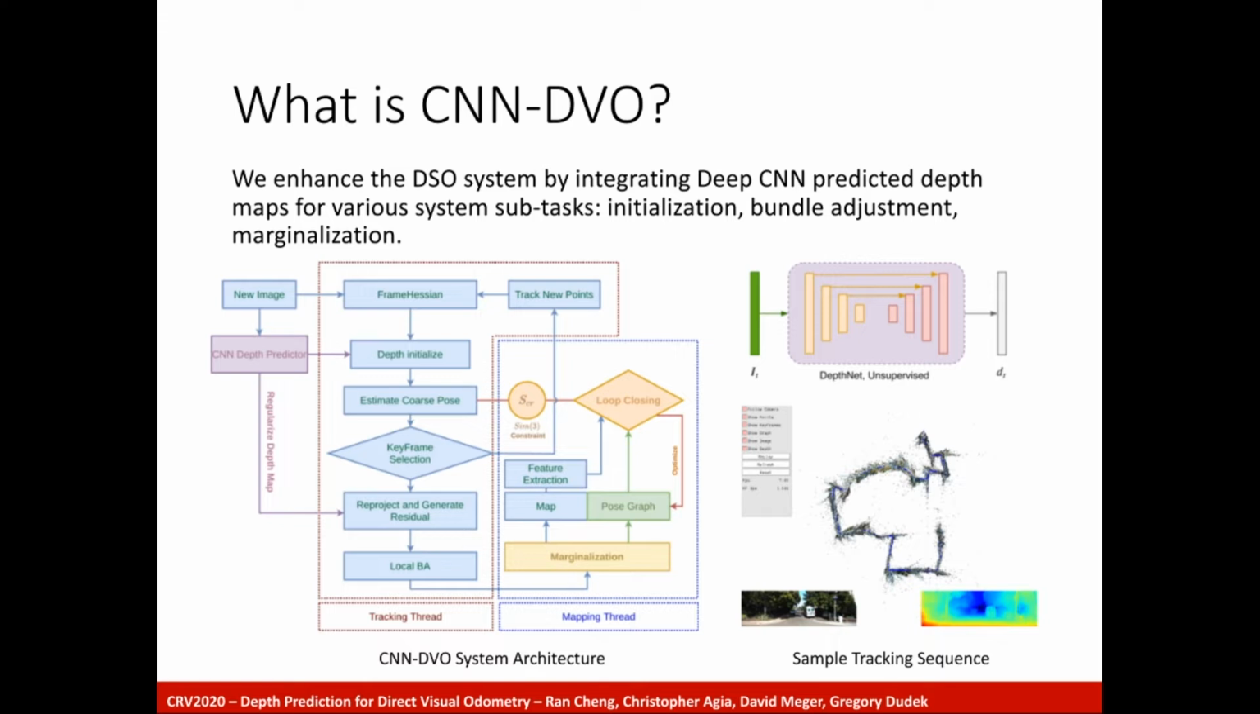Each new frame is processed by the CNN depth predictor, and the corresponding depth maps are used to initialize the depth filter before coarse pose estimation. And if the frame is selected as a keyframe, meaning that a sufficient number of tracking points has been generated for it, and a sufficient coarse pose estimate has been made for it, then the depth priors will also be used for the reprojection of tracking points onto the current image frame to compute our residuals. And these residuals are then used for the local bundle adjustment optimization.